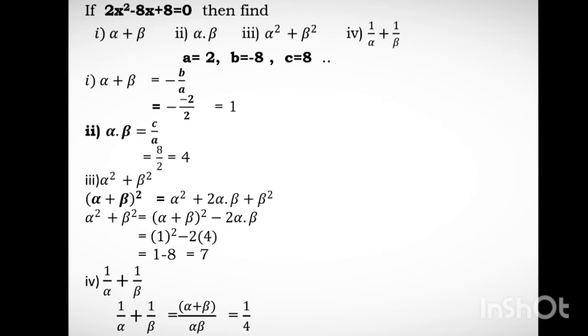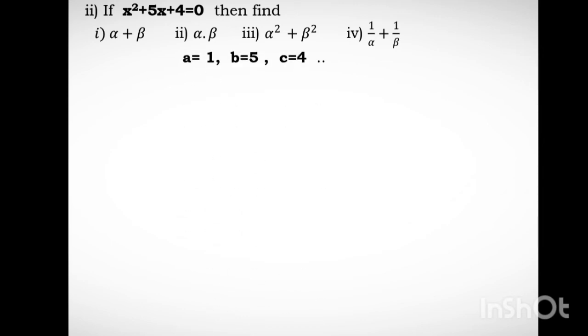Let's take the next problem. In this problem we have x square plus 5x plus 4 is equal to 0. Then we need to find these unknown quantities. Before that we need to find a, b and c. So a is equal to 1, b is equal to 5 and c is equal to 4. Let's go for the formula. We have alpha plus beta is given by minus b by a. Just substitute the values of b and a, that is minus 5 upon 1. The final answer will be minus 5.